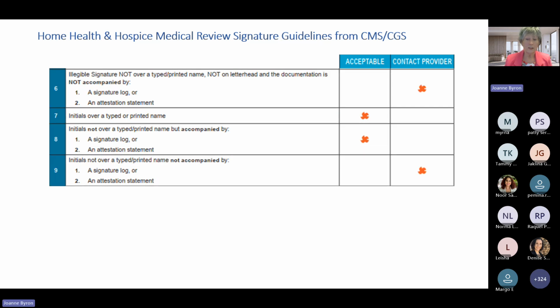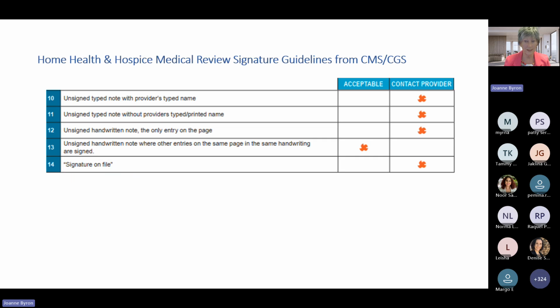Now, the audit contractor is directed to contact a provider when an illegible signature lacks an appropriate remedy, as reflected in 6 through 9 here. So if there's no signature log or attestation statement submitted with the documentation, they're going to contact the provider for an ADR. And the same with initials. With no signature log or attestation, they're going to submit an ADR. You have 15 days to turn it around. It's not a lot of time.